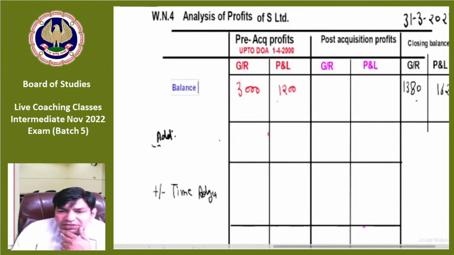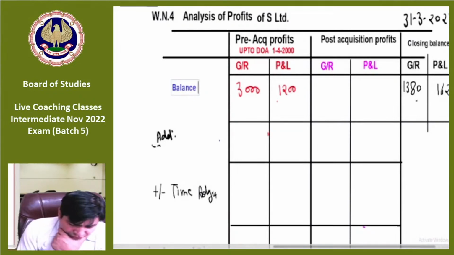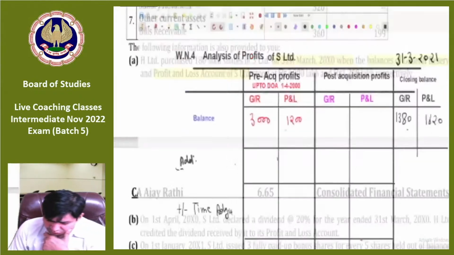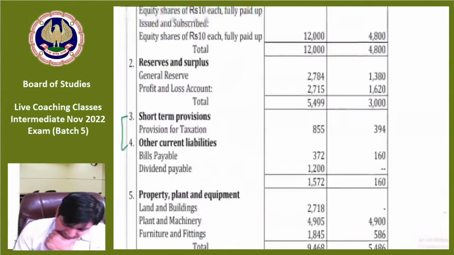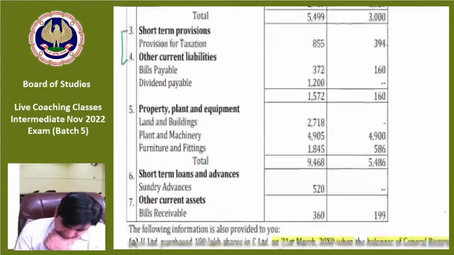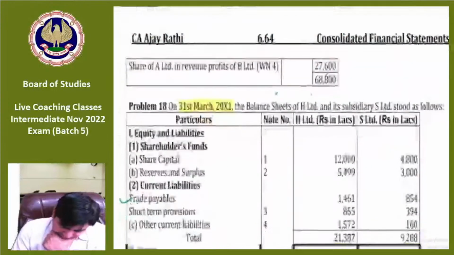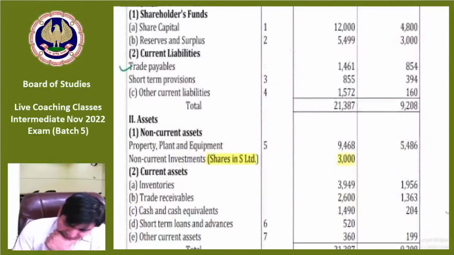Sir, from where is 3000 lakh on the date of acquisition? Beta, see, in the balance sheet you have the investment account balance, that is rupees 3000 lakhs. Investments are there in the balance sheet. See, this is the cost of investment, of course.